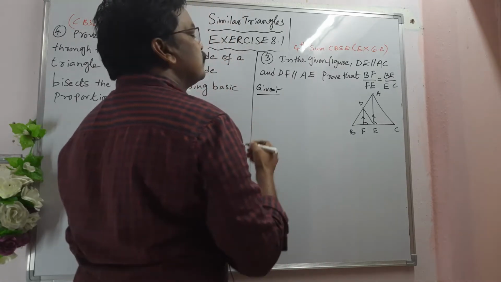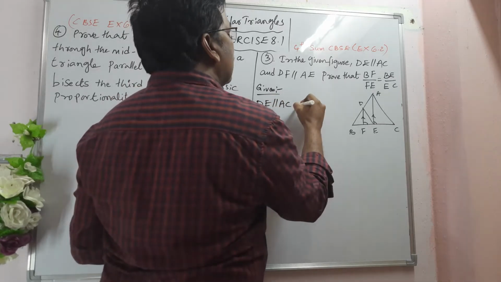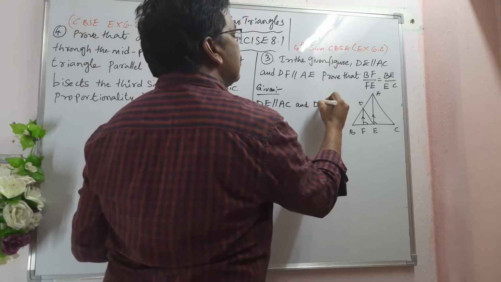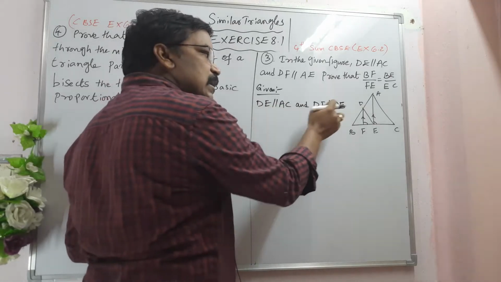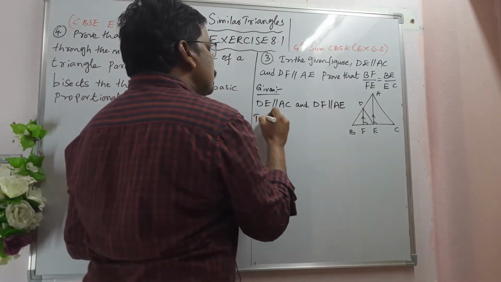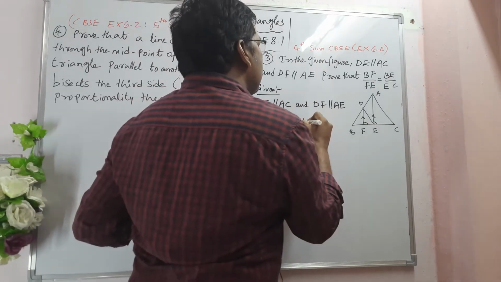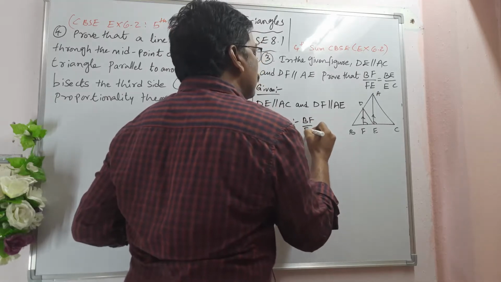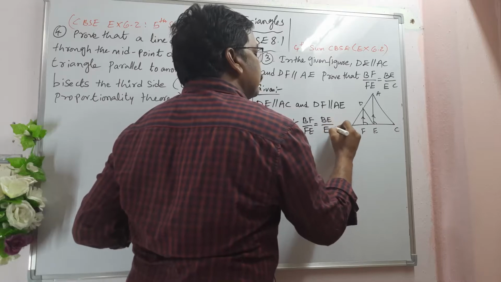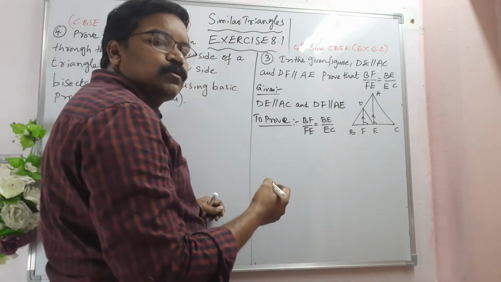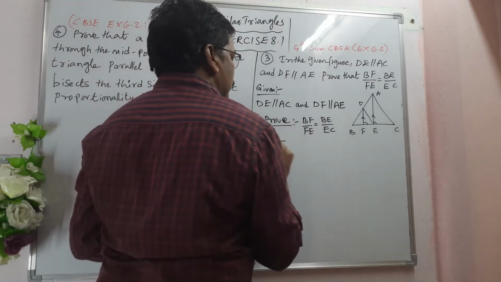See, I will write here what is given in the statement. Here in this figure, DE is parallel to AC and DF is parallel to AE. What is to be proved here? To prove: BF by FE is equal to BE by EC. Okay, let me do the proof.